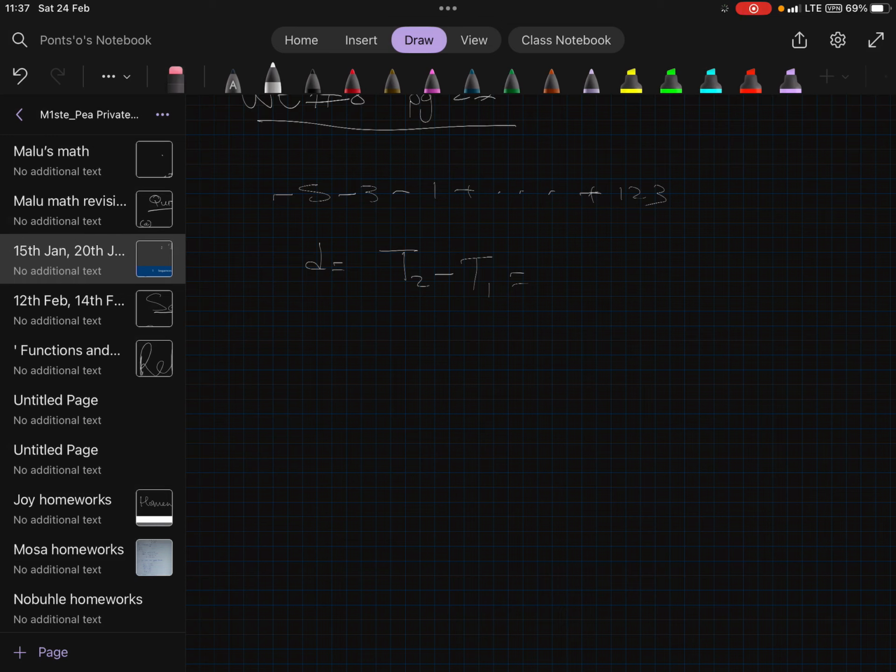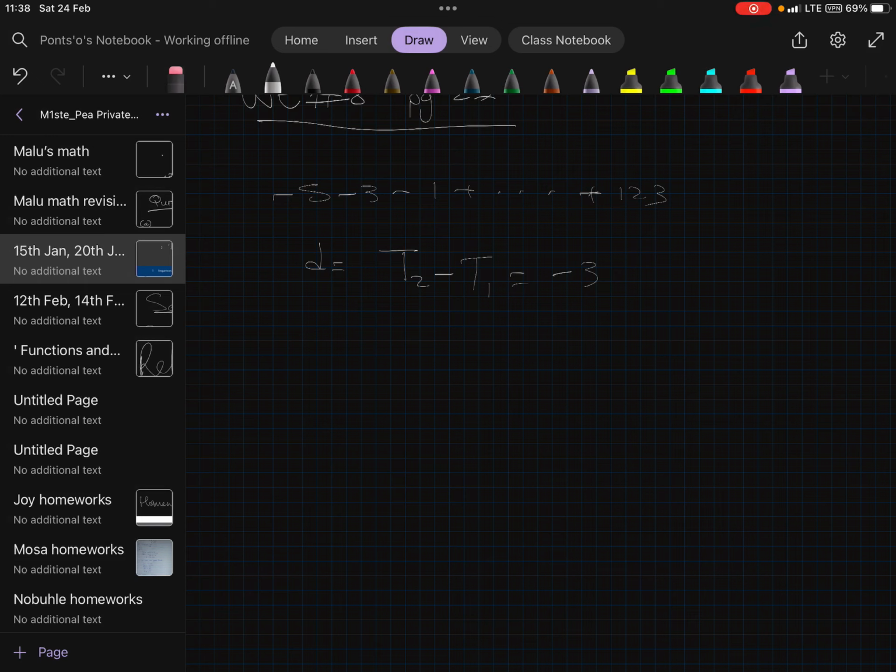It's a negative. I don't know. Remember, for an arithmetic sequence, the common difference is the difference between two terms that come one after the other. So you take the second term minus the first term. Which page are we on? Page 27. Yeah, second term minus first term.